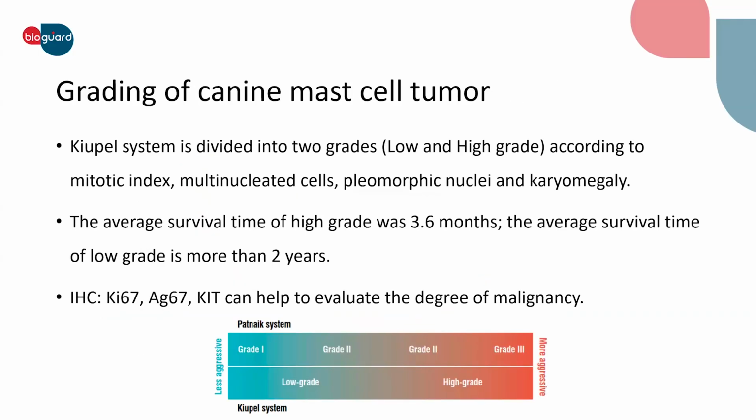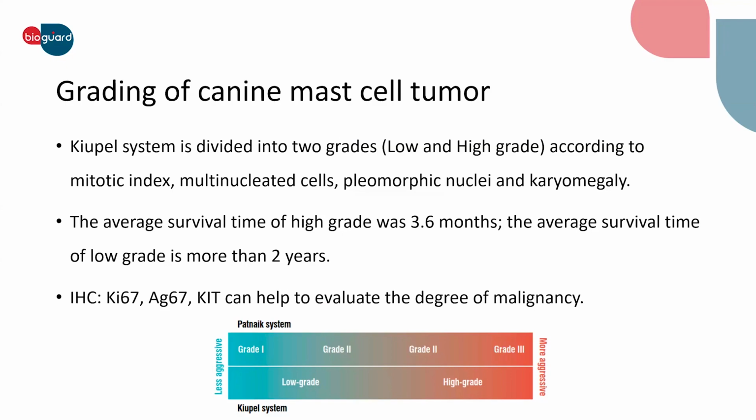Let's take a quick look at grading in canine mesenchymal tumors using both the Patnaik and Kiupel systems. The Patnaik system uses 3 grades, where 1, 2, 3 mean well differentiated, intermediate differentiated, and poorly differentiated. And the Kiupel system simplifies into 2 grades, only low grade and high grade. The low grade is less aggressive and high grade is more aggressive.